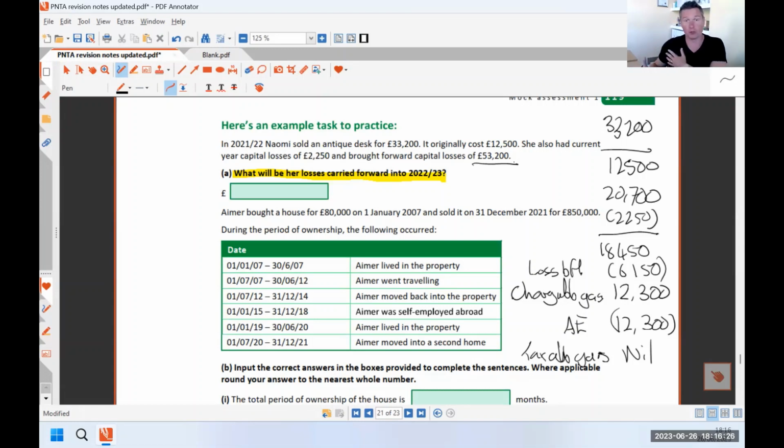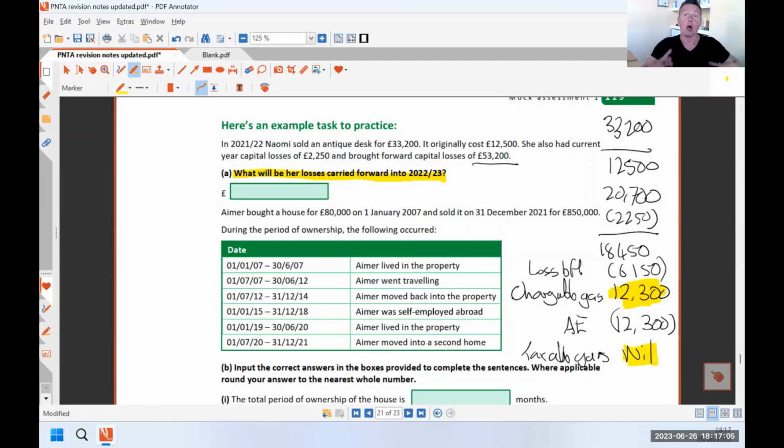So if we use 6,150, that leaves us with 12,300 of that. And then we use the annual exempt amount of 12,300. So the 12,300 is what we are left with here if we use £6,150. And then once we leave ourselves with chargeable gains of 12,300, we can take off the AE to give us taxable gains. And if we've got exactly the same amount of chargeable gains as the AE, it is completely fully utilized to bring down our taxable gains to nil.